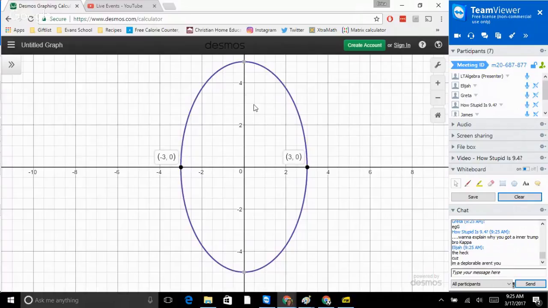Our focus points are at 4 and negative 4. So anybody have any questions about that?